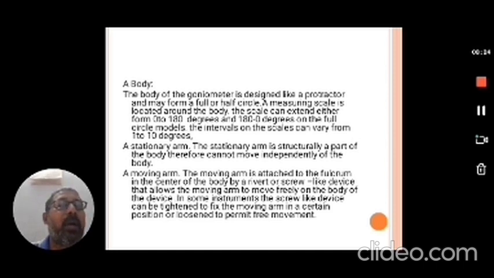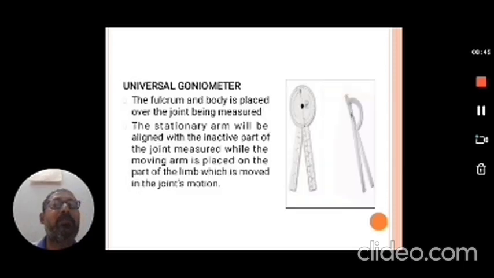A moving arm is attached to the body of the goniometer, and it moves along with the part of the body of the patient. It is attached to a fulcrum through a rivet, which can either be adjustable or sometimes fixed. When adjustable, it is very easy to fix and to determine the range of motion. This is the universal goniometer, which is rampantly available in the market.